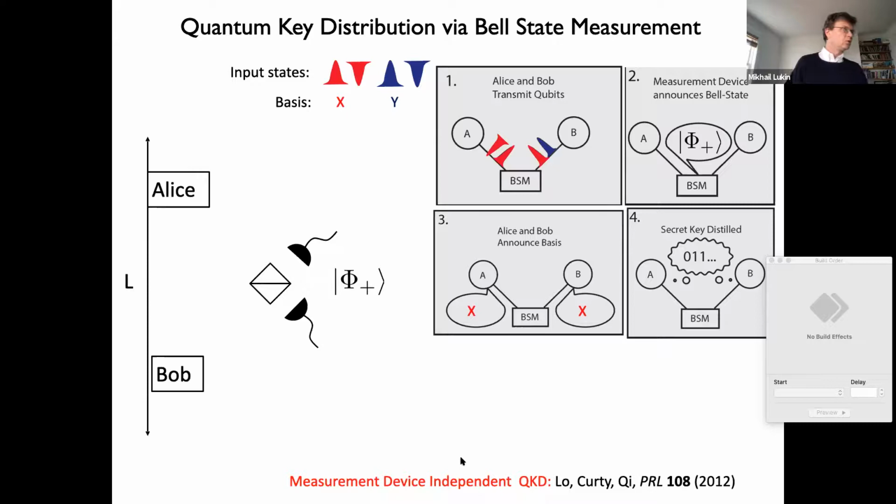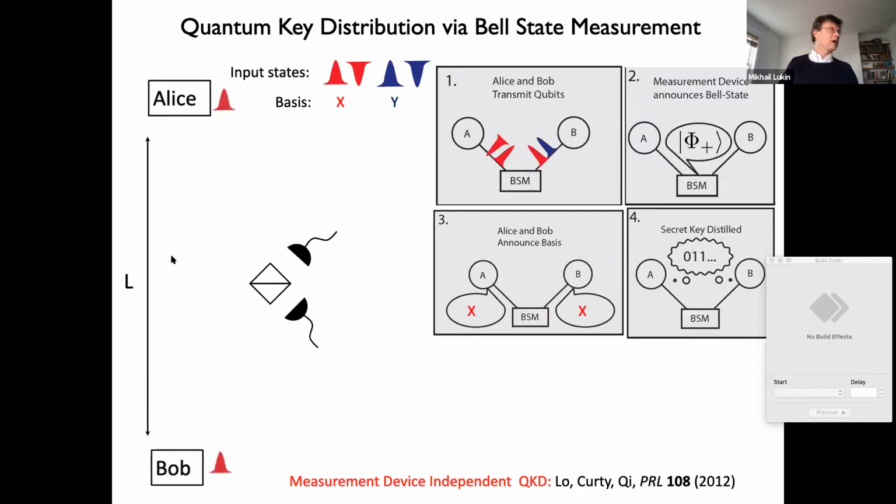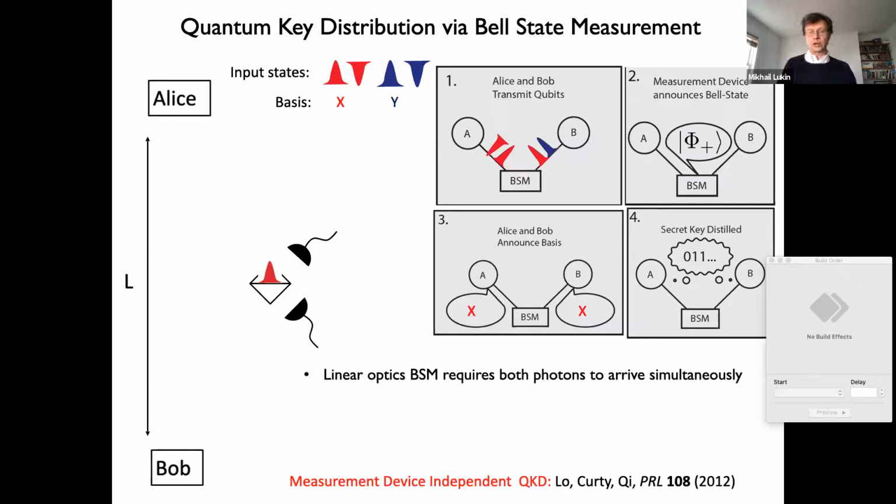The technique works very well for short distances, but if you start increasing the distance, then when Alice and Bob send these photons, the probability that they will arrive simultaneously, because of loss, becomes exponentially small.